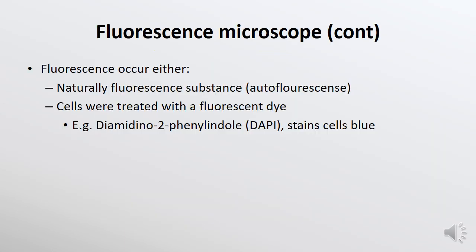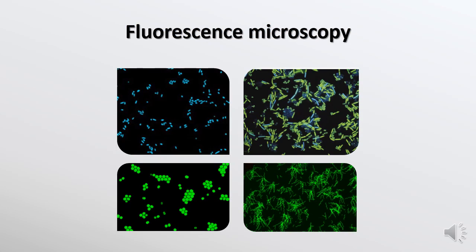So at this point you might be asking where the fluorescence comes from. There are two ways fluorescence can happen. It can happen naturally, which is called autofluorescence, or the cells can be treated with a fluorescent dye, for example DAPI. DAPI will give a blue stain to the cells. So this is an example of a fluorescent image from fluorescent microscopy. Usually they are very shiny, and you can see different colors in there.